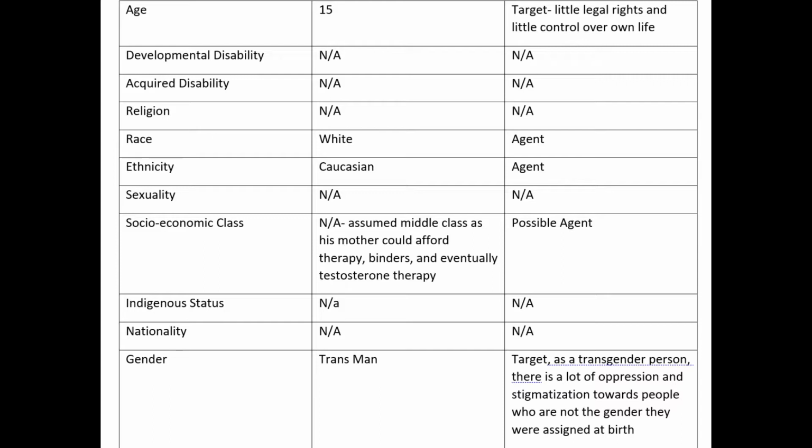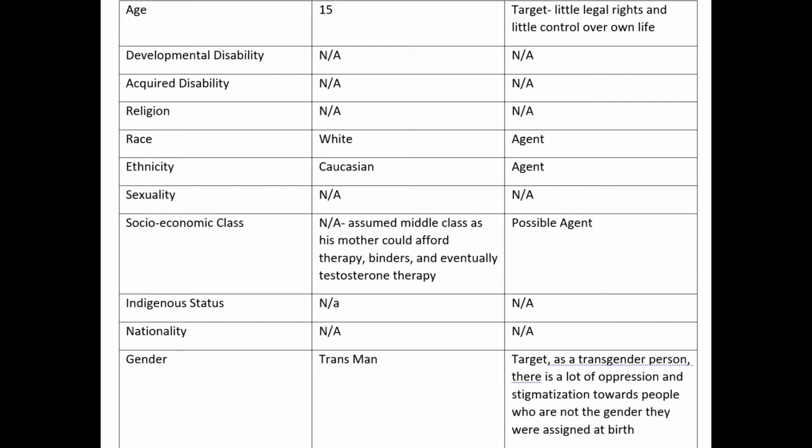We don't really know what socioeconomic class he falls into. But we do know that his mother is able to afford a binder, as well as therapy for Michael and family sessions. Being in the middle class would put Michael in the position of an agent, but we can't be sure where he stands. All we know is that he has access to therapy as well as family therapy with his mother. He is also able to afford a binder through his mother's finances. This does not define socioeconomic class or standing, but it does give us a good insight that he is not on the lowest end of the poverty scale.